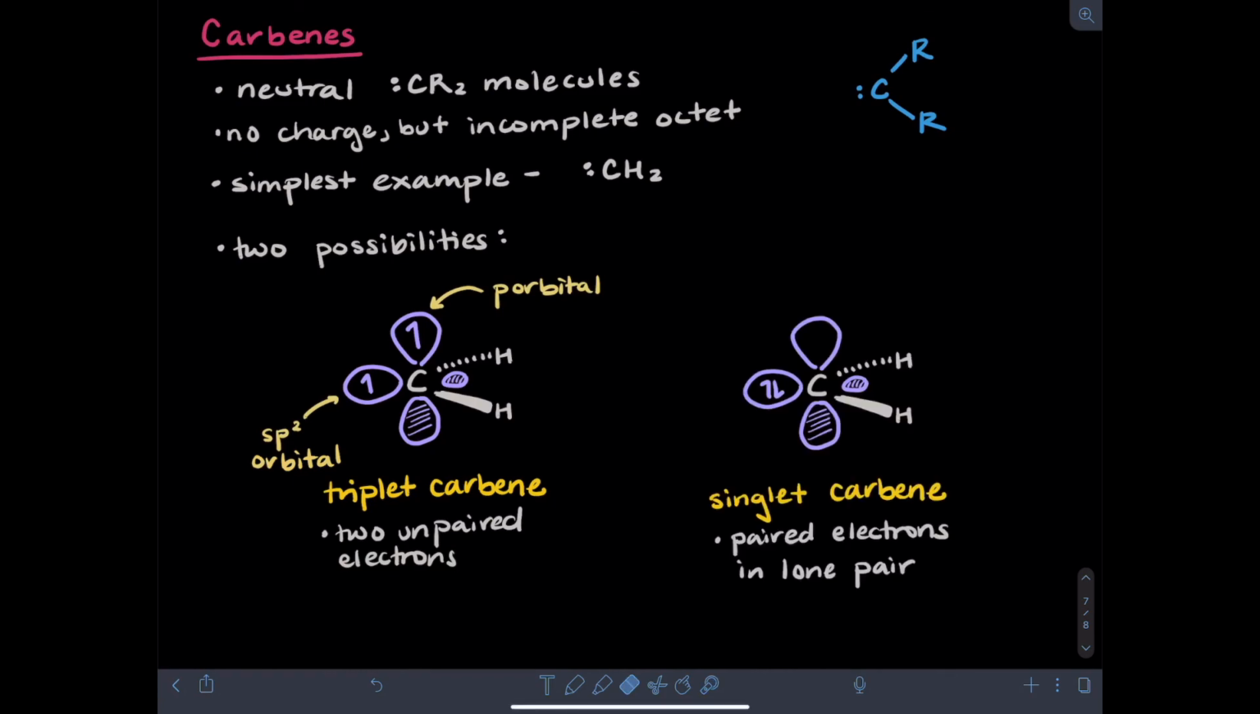Our other option is that the carbon and its bonds to hydrogen are still bent, but we put both of the electrons in the hybrid orbital. This gives us what's known as a singlet carbene. We still have sp2 hybridization, but now both electrons go in the sp2 hybrid orbital that's in the same plane as the hydrogens, and carbon has an empty p orbital.